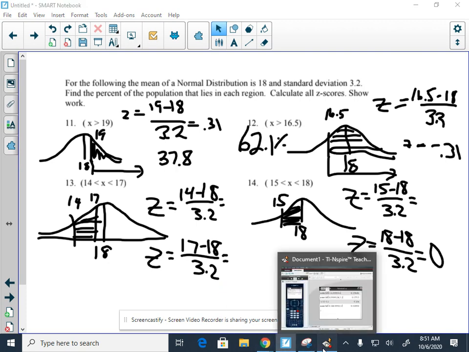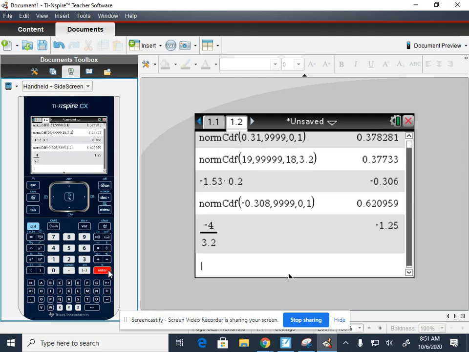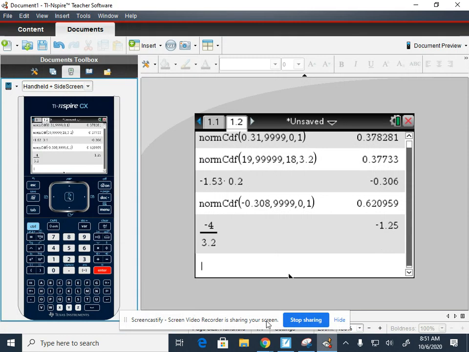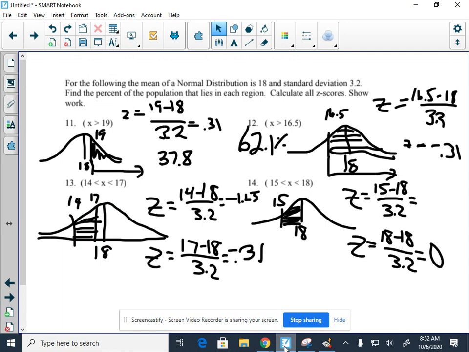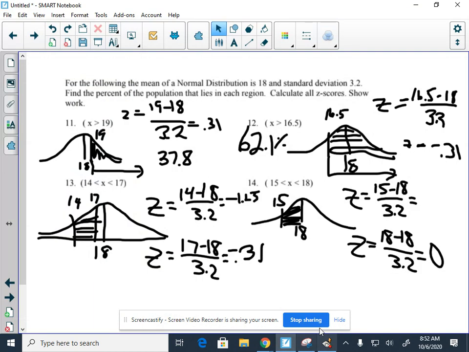But now we've got to get these. The first one, -4 divided by 3.2, that's -1.25. The next one, I think, is -0.31. -1 divided by 3.2. Yeah, -0.31. And I knew that just from looking at number 11. That was a positive 0.31. It was one away. That's the symmetry of the curve. And then -3 divided by 3.2 on the last one, -0.94.